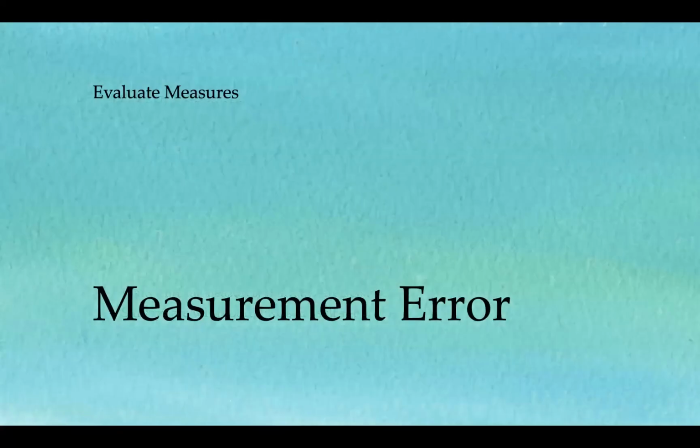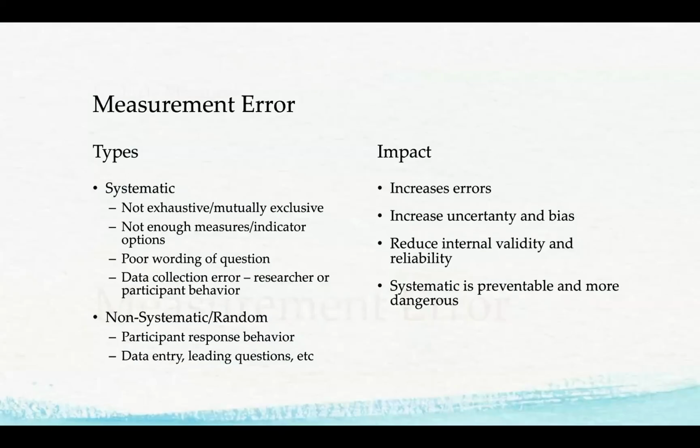So moving into measurement, there's two types of measurement error. There's systematic and non-systematic random error. And non-systematic random error, we typically account for in our analyses. So that's actually not as bad as the systematic error, which is what you can prevent.